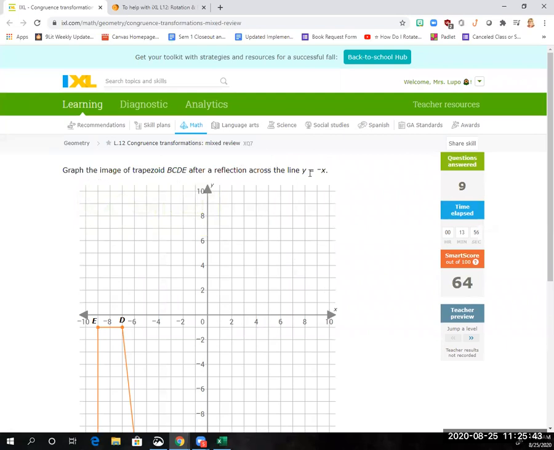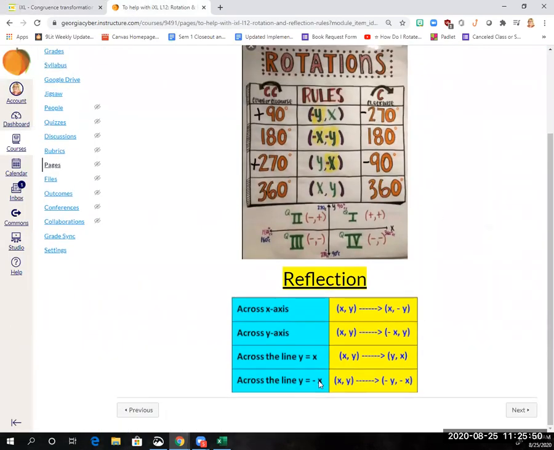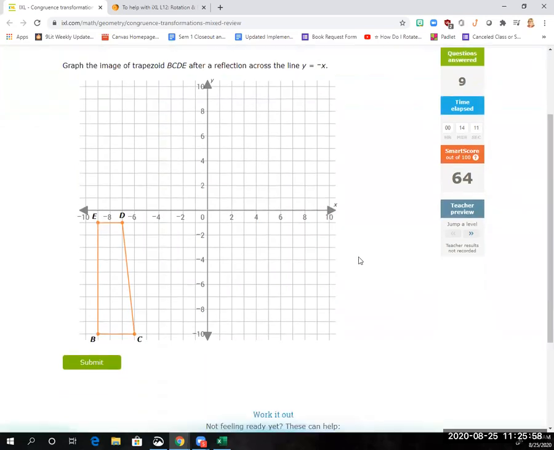Number 64. Here's another one reflecting across y equals negative x. Oh, Miss Lupa, I don't remember it. Okay. If somebody only made you a helpful little chart. Oh, they did. Okay. So y equals negative x. So you're going to switch them. They're going to switch places and both be negated, negative signs. So we're going to switch places.